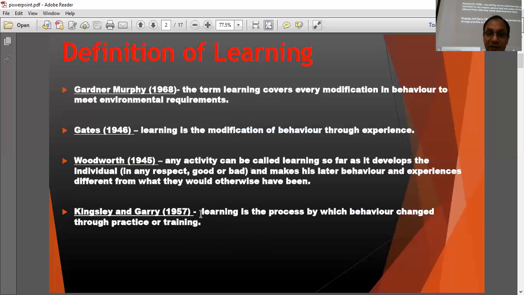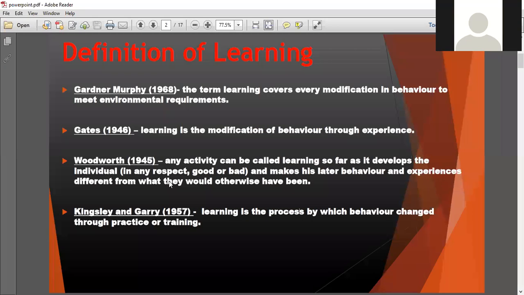Then 1957: learning is a process by which behavior is changed through practice or training. Now, as you see here, the focus has changed a little bit. It's not only experiences, but also what they call process. The process is where learning is actually changing, and learning changes as a result of different processes which learners go through. That is what Kingsley and Garry defined learning as in 1957.